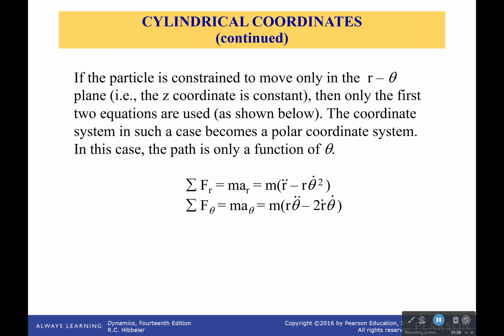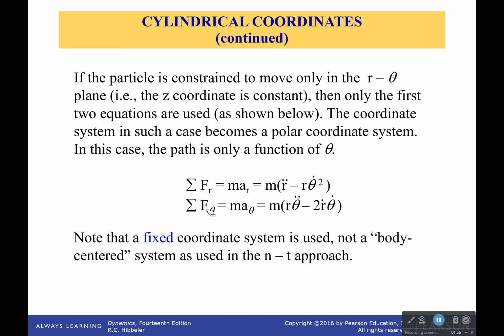Now, if the particle is constrained to move only in the r transverse plane, so that the z coordinate is constant, then it's more or less just polar coordinates. And we only have 2 equations. In our z direction, the sum of the forces in that direction is equal to 0 because there is no acceleration in that direction. Now, one thing we have to remember is that with the nt coordinate system, even though these look kind of similar because it's a nice curvy path, this is a fixed coordinate system. We have an origin, and that origin does not move. It stays in the same spot.